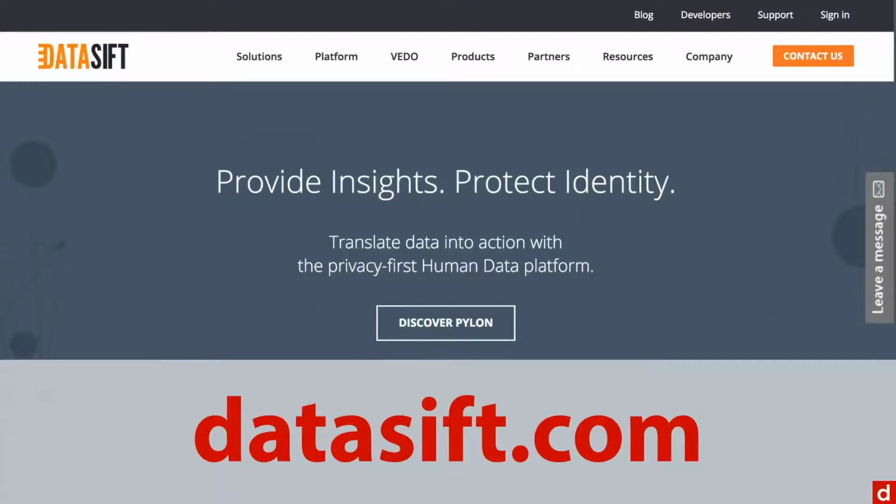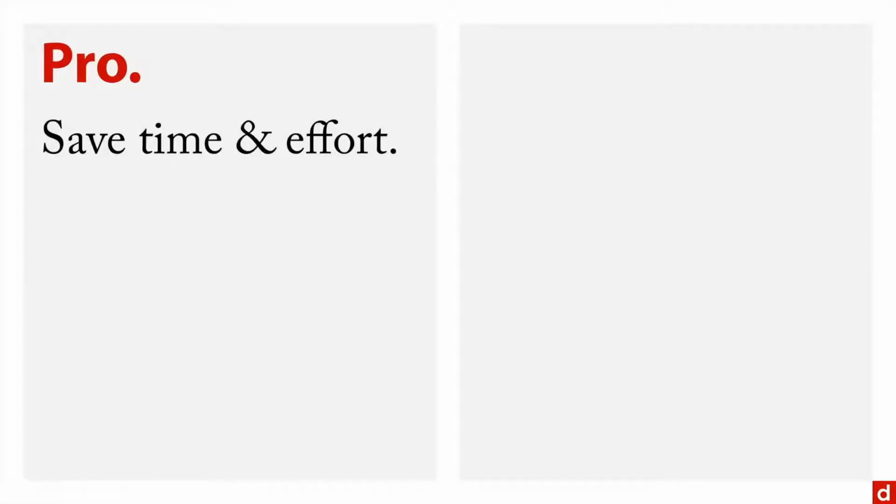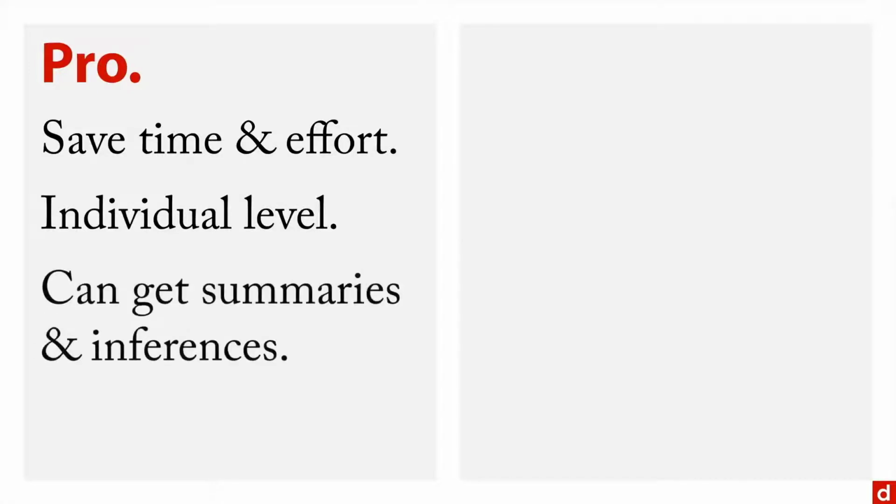Now, the thing about using data brokers, there's some pros and there's some cons. The pros are, first, that it can save you a lot of time and effort. It can also give you individual level data, which can be hard to get from open data. Open data is usually at the community level. They can give you information about specific consumers. They can even give you summaries and inferences about things like credit scores and marital status, possibly even whether a person gambles or smokes.